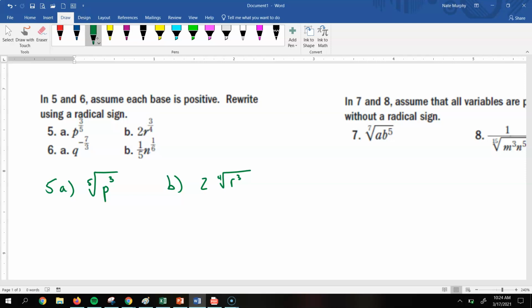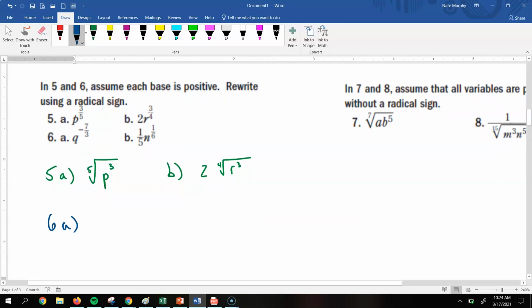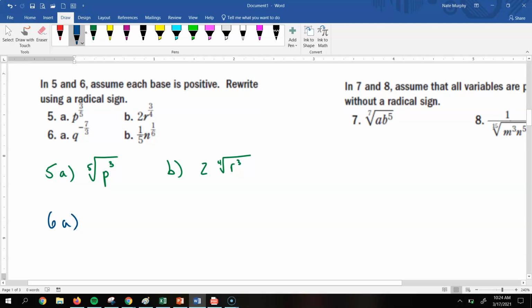All right, let's look at number 6. So for number 6a, it's q to the negative 7/3 power. Again, we're going to rewrite this using a radical sign. So the first thing I recognize is we have a negative exponent. Well, actually, we're going to leave that as a negative exponent. I was thinking that maybe we'd want to take the reciprocal, but we don't need to do that for this one. We just want to use this as a radical sign.